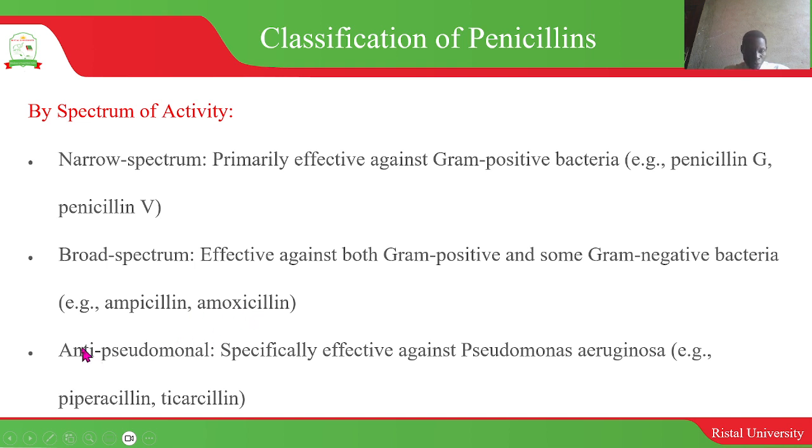And then we have also the anti-pseudomonal penicillins. Pseudomonas is another bacteria that always infects wounds and causes a lot of serious infection in wounds. This group is specifically effective against Pseudomonas aeruginosa, and the examples here are piperacillin and ticarcillin. So we are going from narrow spectrum to broad spectrum and also the anti-pseudomonal group.